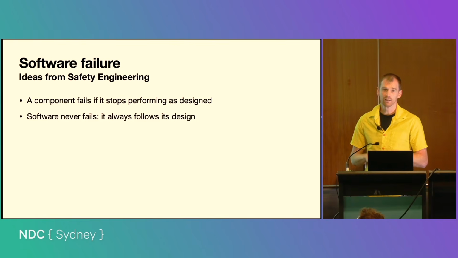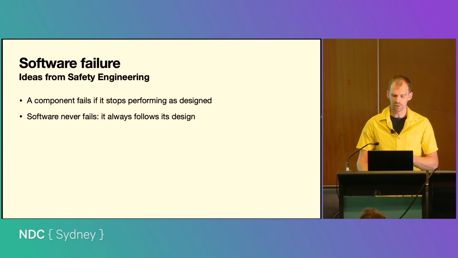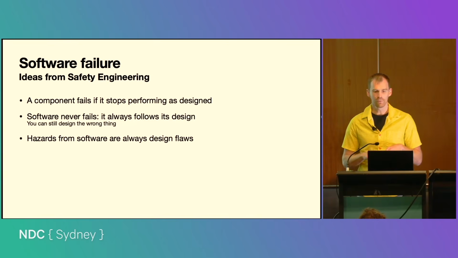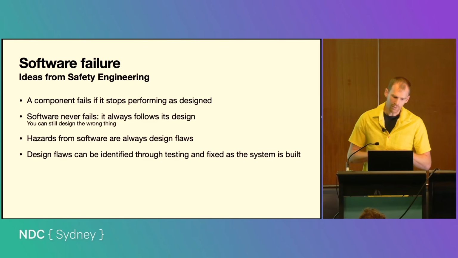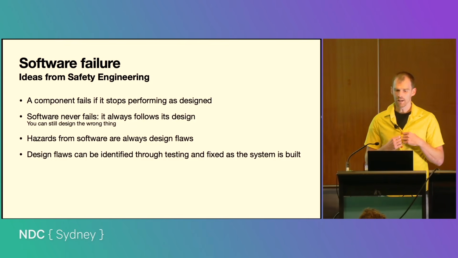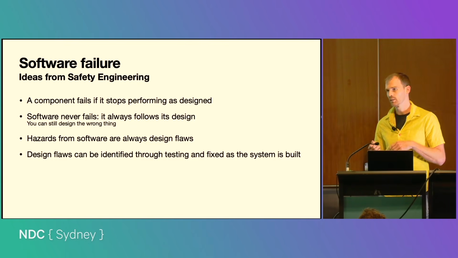Here's another weird take for you. Software never fails. Software always does exactly what it is designed to do. The problem is that your design may be wrong, but what it means is that hazards from software are always design flaws. The hardware it's running on could fail, but the software does what you told it to do. The good thing about the fact that software never fails is that it means that all of these design flaws can be identified through testing, and we can fix them as the system is built.